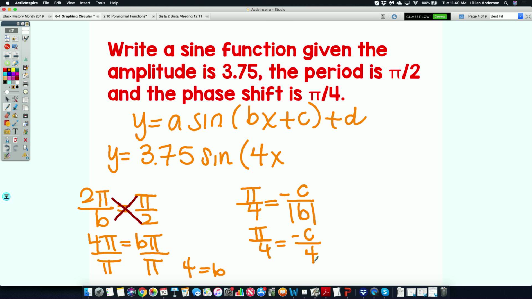How do I solve this? Do the same thing I did to the other one, which is multiply across. 4 times pi? 4 times negative c? How do I solve for c? Divide by negative 4. And what's 4 pi divided by negative 4? And that's your value of c.